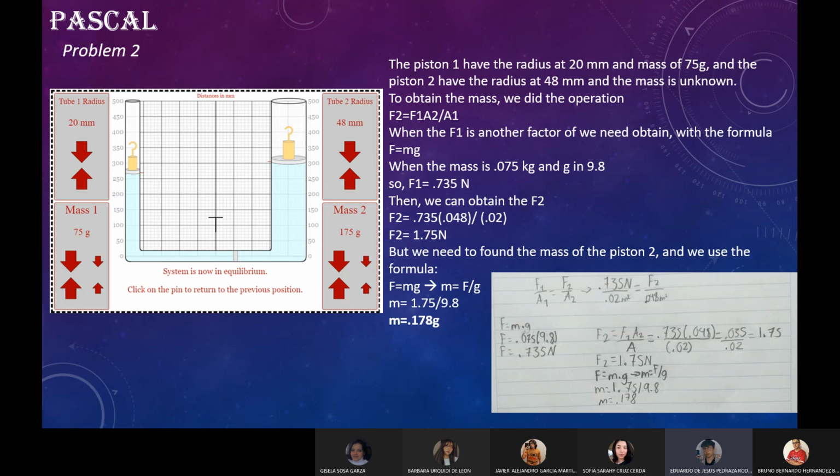But we need to find the mass of the piston 2, and we use the formula force is equal to mass multiplied by the gravity, so mass is equal to the force divided by the gravity. It says that the mass is equal to 1.75 divided by 9.8, and it gives us a mass of 0.178 grams.